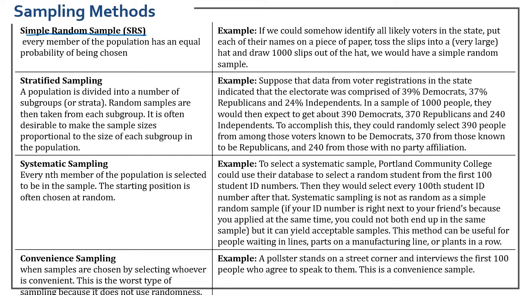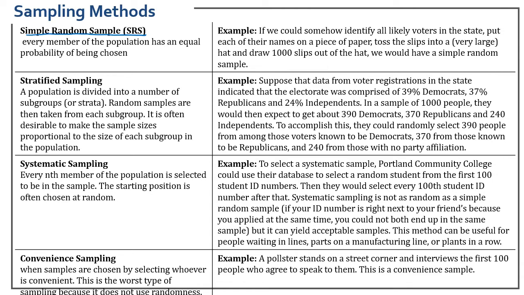So simple random sample, and you're going to see that sometimes called an SRS. This is used a lot. So it's where every member of the population has an equal probability of being chosen. So for example, we could identify all likely voters in the state by putting all of their names in a piece of paper and toss the slips into an obviously very large hat and draw 1,000 slips out of the hat. That would be a simple random sample. What would have been much easier is making a spreadsheet, putting everyone's names in that spreadsheet that are voters in the state, and then you can use what's called a random number generator to choose people.